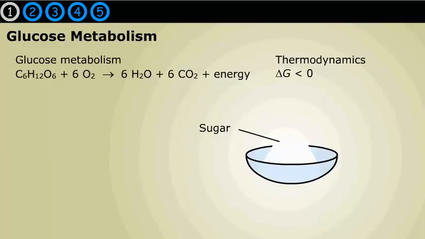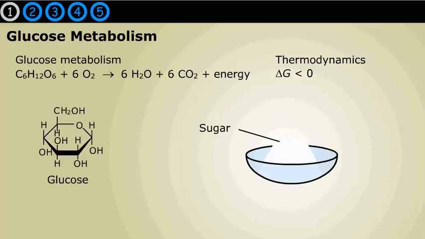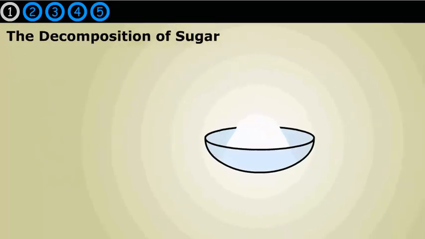Thermodynamics tells us that sugars, such as sucrose and glucose, decompose spontaneously. We know from personal experience that we get energy from eating sugar. When we eat sugar, it decomposes into water and carbon dioxide. How long will it take sugar to decompose into carbon dioxide and water? It depends on the conditions.